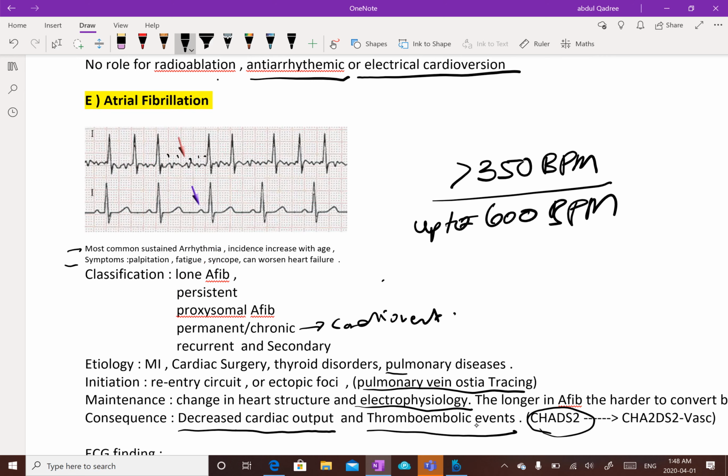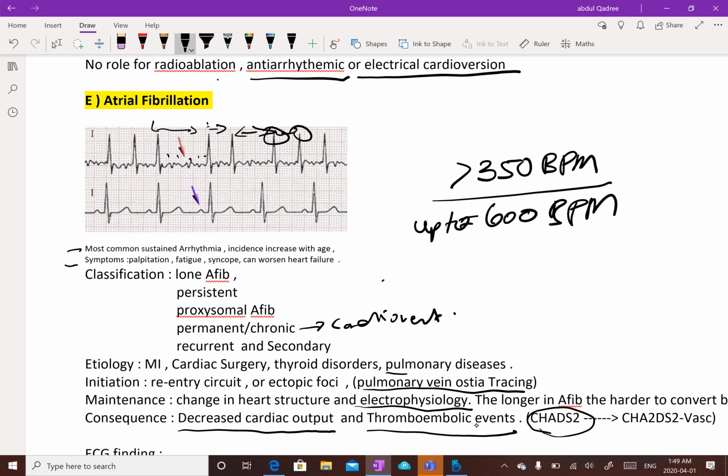It seems like chaotic P waves out here, and irregular. It is very irregular. Look at the R to R intervals, from here to here, from here to here. It's all irregular. The rhythm is irregular, and the QRS is narrow right now because there's no bundle branch block or some sort of thing. But if this was atrial fibrillation with a left bundle branch block or right bundle branch block, then you would have had a wider QRS complex.